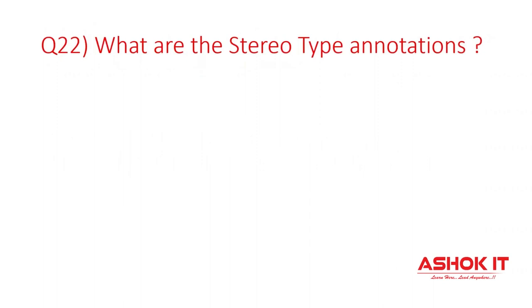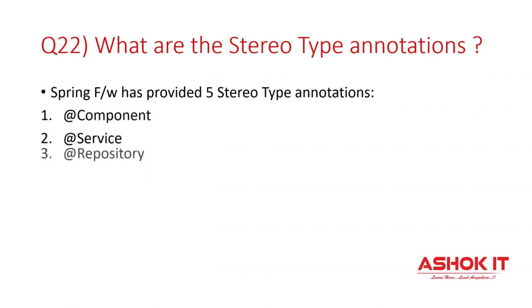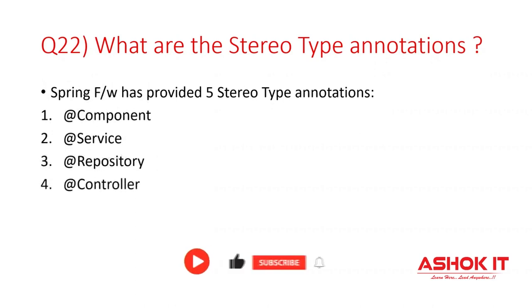Question 22. What are the stereotype annotations? There are mainly 5 stereotype annotations we have. First, understand the meaning of stereotype. If you use these annotations on top of your class, then the container will create objects for your classes. That's actually called stereotype. They are component, service, repository, controller, and REST controller.